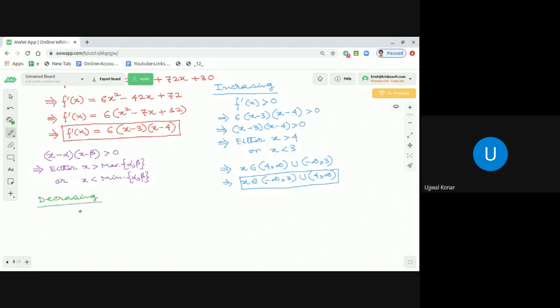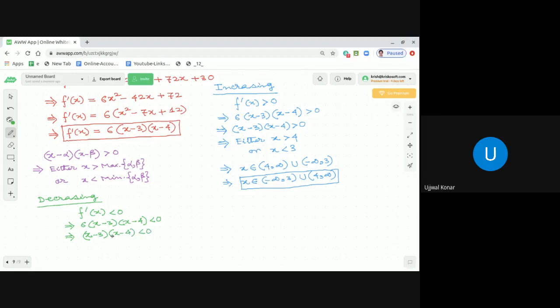Now to discuss the decreasing function, what has to happen, dear students? f dash x has to be less than 0. You already found out what f dash x is. f dash x is equal to 6 into x minus 3 into x minus 4 is less than 0. That means what, dear students? As 6 is a positive number, we can cancel 6 on both sides of the inequality, and the sign of inequality will remain the same. Less than will remain less than, because 6 is positive. That implies x minus 3 into x minus 4 is less than 0.